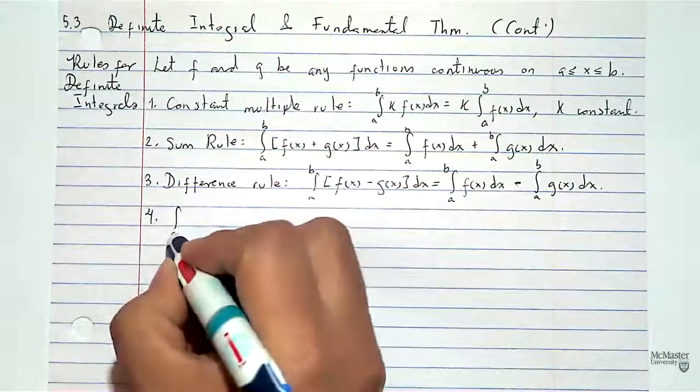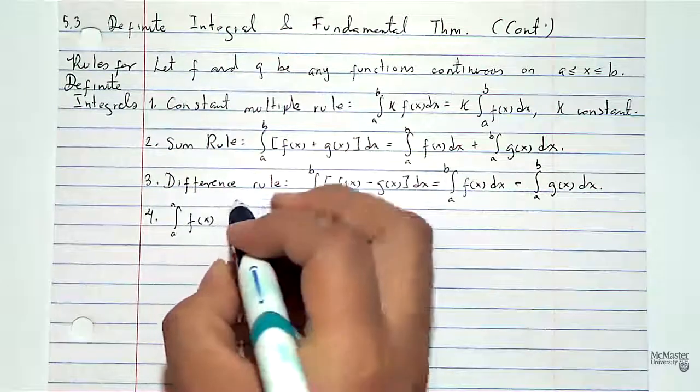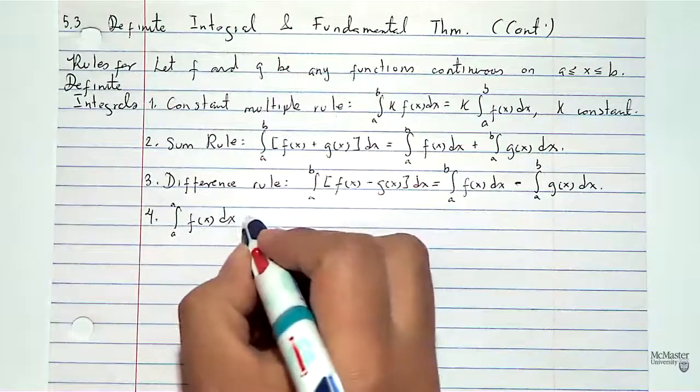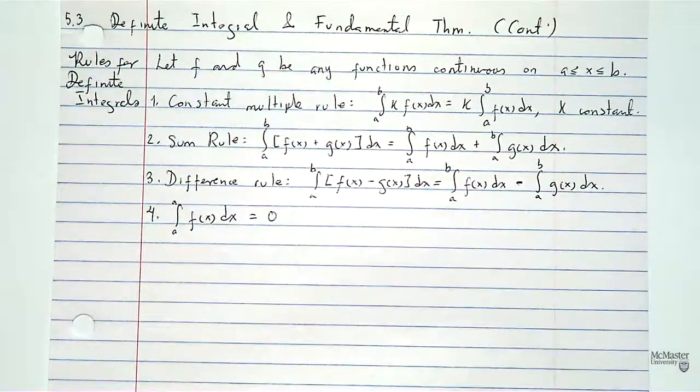So the fourth one, think about this for a second. You have the definite integral from a to a of f of x dx. What do you think this is? You start and you end at the same point. What should the result of this integral be? You have no length on your interval, right? So this has to be 0. Basically, it's an integral over an interval of length 0, so it cannot be anything else.